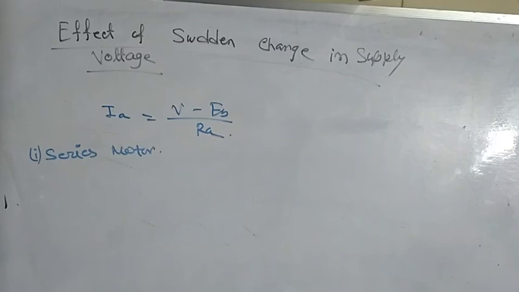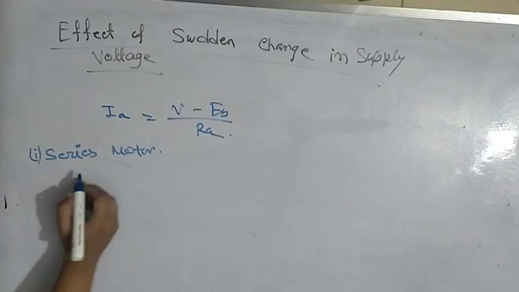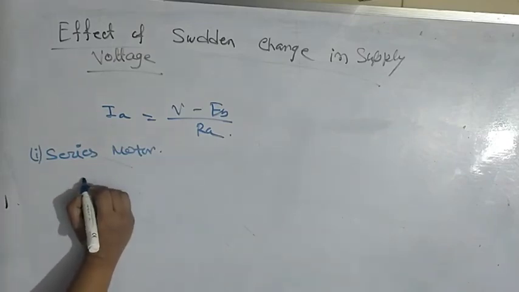with the sudden increase in supply voltage, the armature current tends to increase, but with increase in armature current, the flux also increases. This increases the back EMF, EB, and thus brings current back to its initial value. The series motor is less susceptible to sudden change in supply voltage.